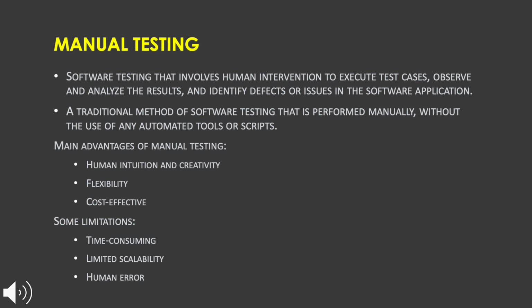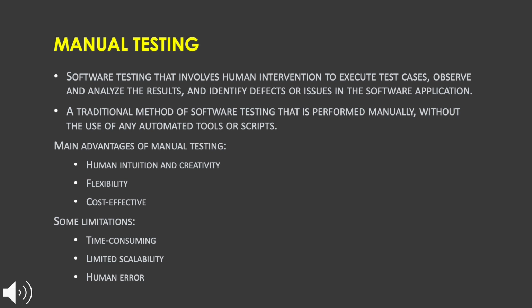Manual testing is often used to verify the functional and non-functional requirements of the software application, such as usability, accessibility, performance, and security. Manual testing requires a skilled testing team that has a deep understanding of the software application and its intended use, as well as the ability to design and execute test cases effectively. Manual testing involves a wide range of testing techniques, such as exploratory testing, ad hoc testing, regression testing, and user acceptance testing.